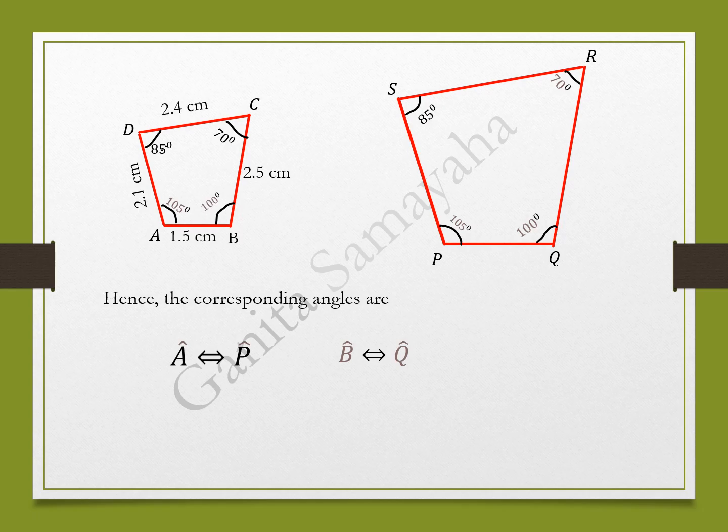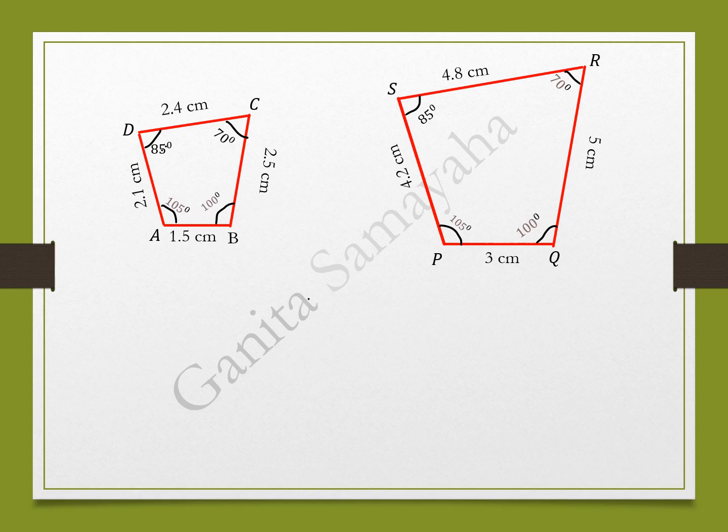Now, similarly, we have angle B equal to 100 degrees and angle Q equal to 100 degrees. So, we have angle B corresponding to angle Q. And so on. We have angle C equal to angle R. So, C and R are corresponding angles. Similarly, we have angle D equal to angle S. So, D and S are corresponding angles. That is about the corresponding angles.